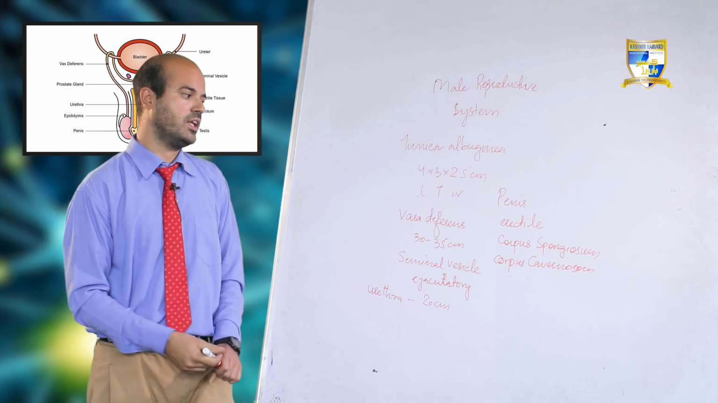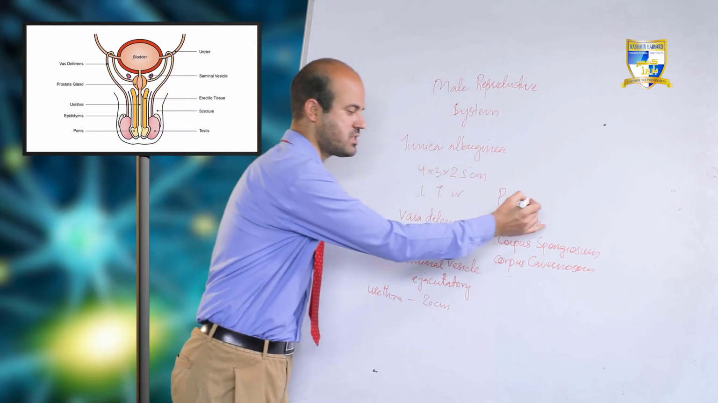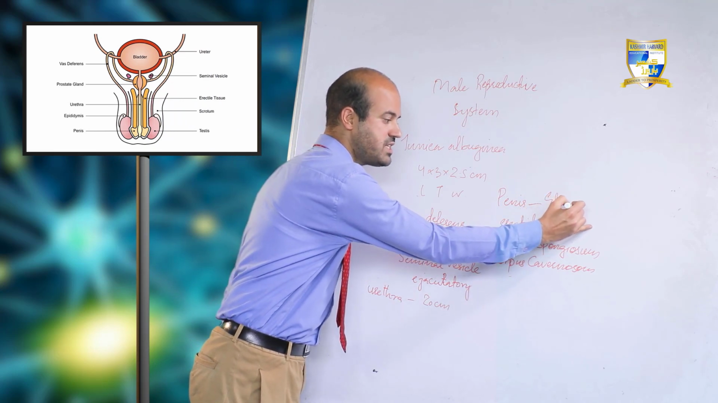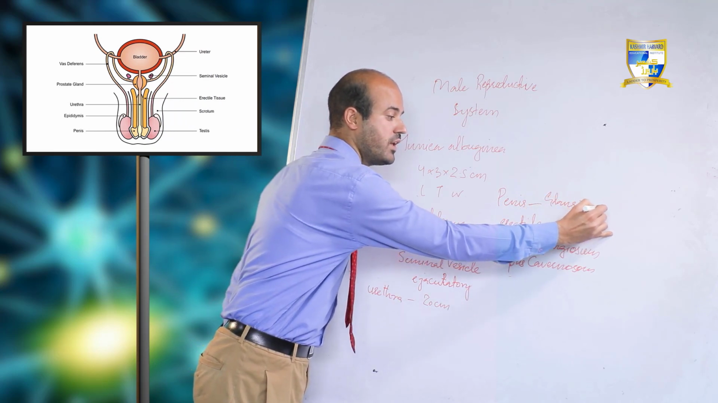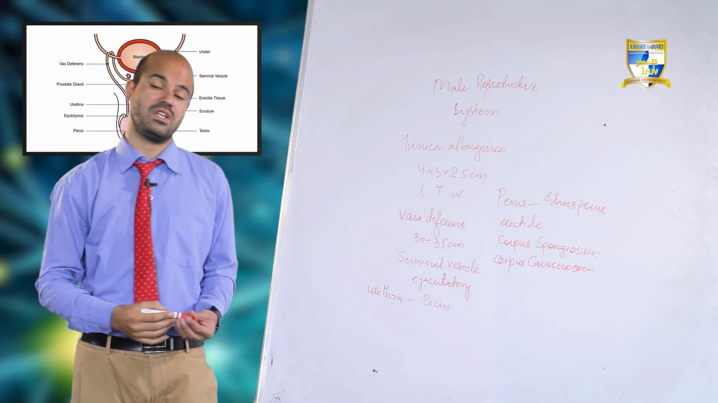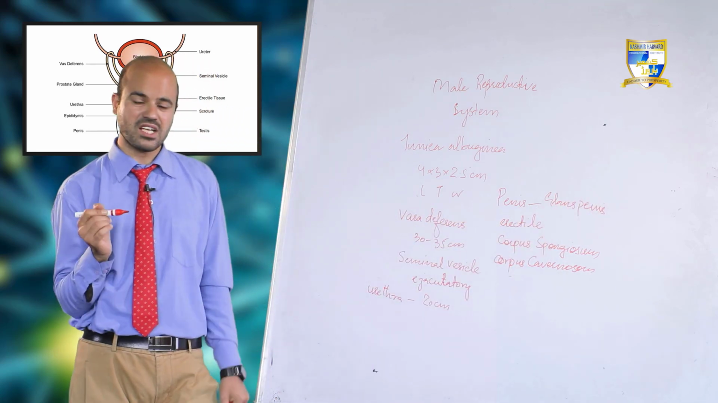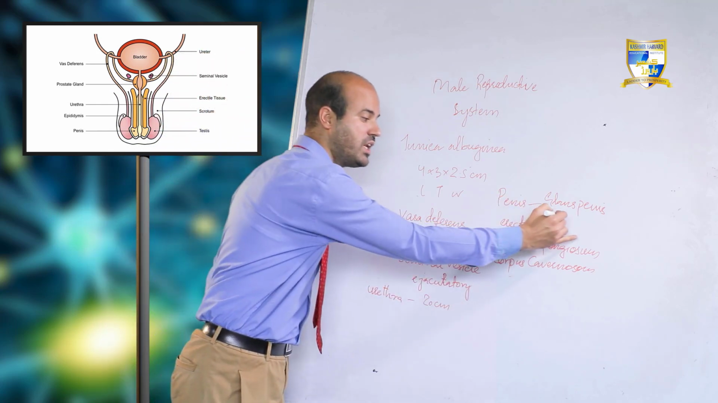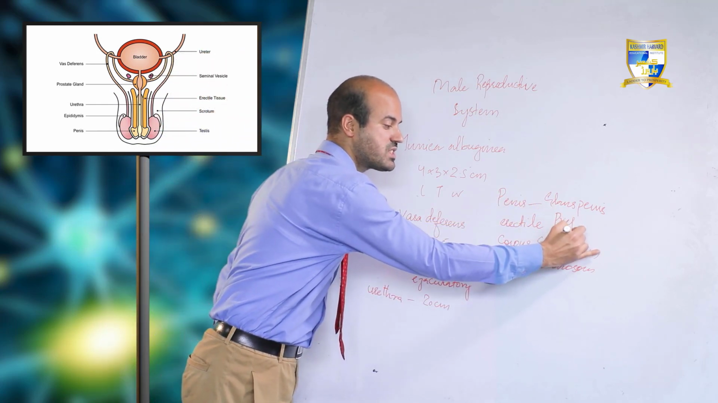Fine. And you will see the head of the penis is sensitive and it's called the glans penis. Then most importantly, you will see that at the glans penis there is a fold of skin present on it, which is called the prepuce.